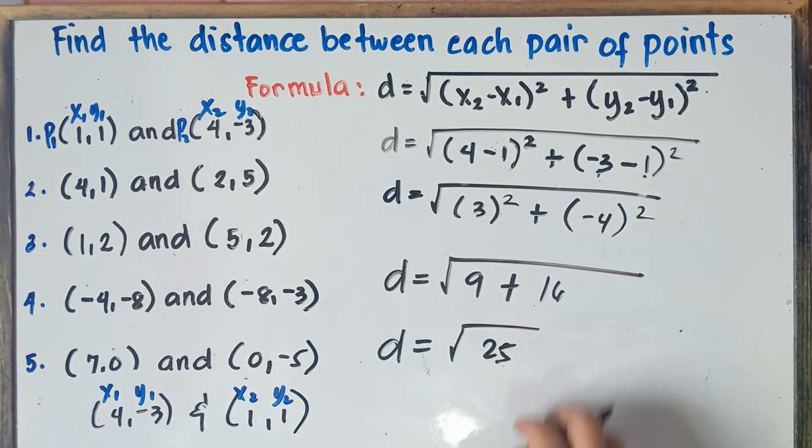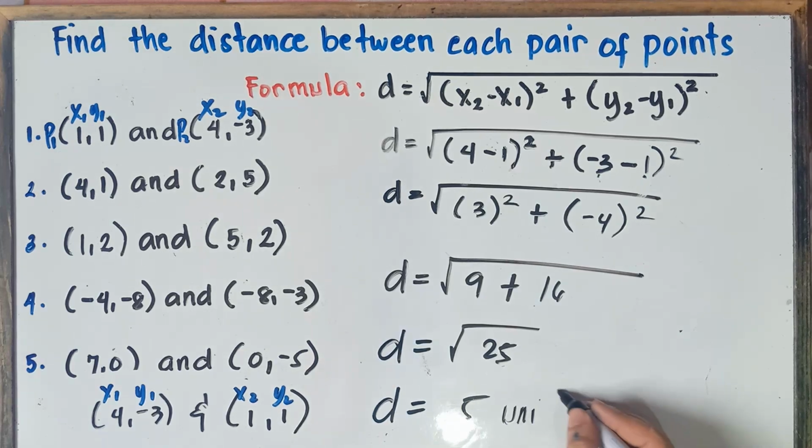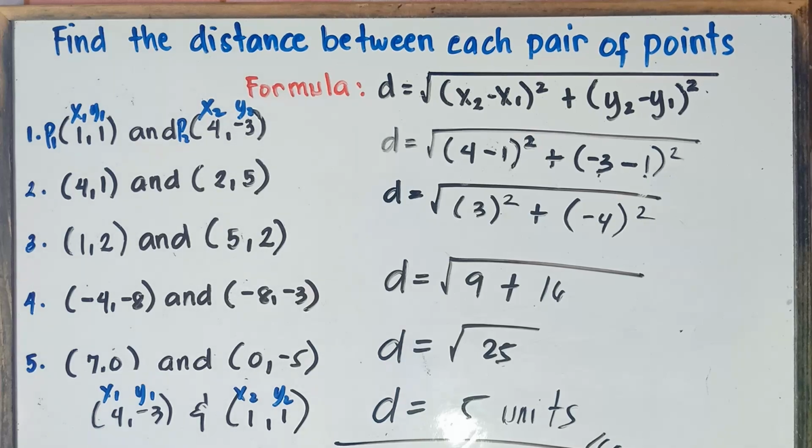And the square root of 25, what's the answer, class? That's correct, the square root of 25 is equal to 5, because 5 times 5 is 25. And do not forget to write units. So therefore, the distance would be 5 units. That's it, class. That's the answer for example number 1.